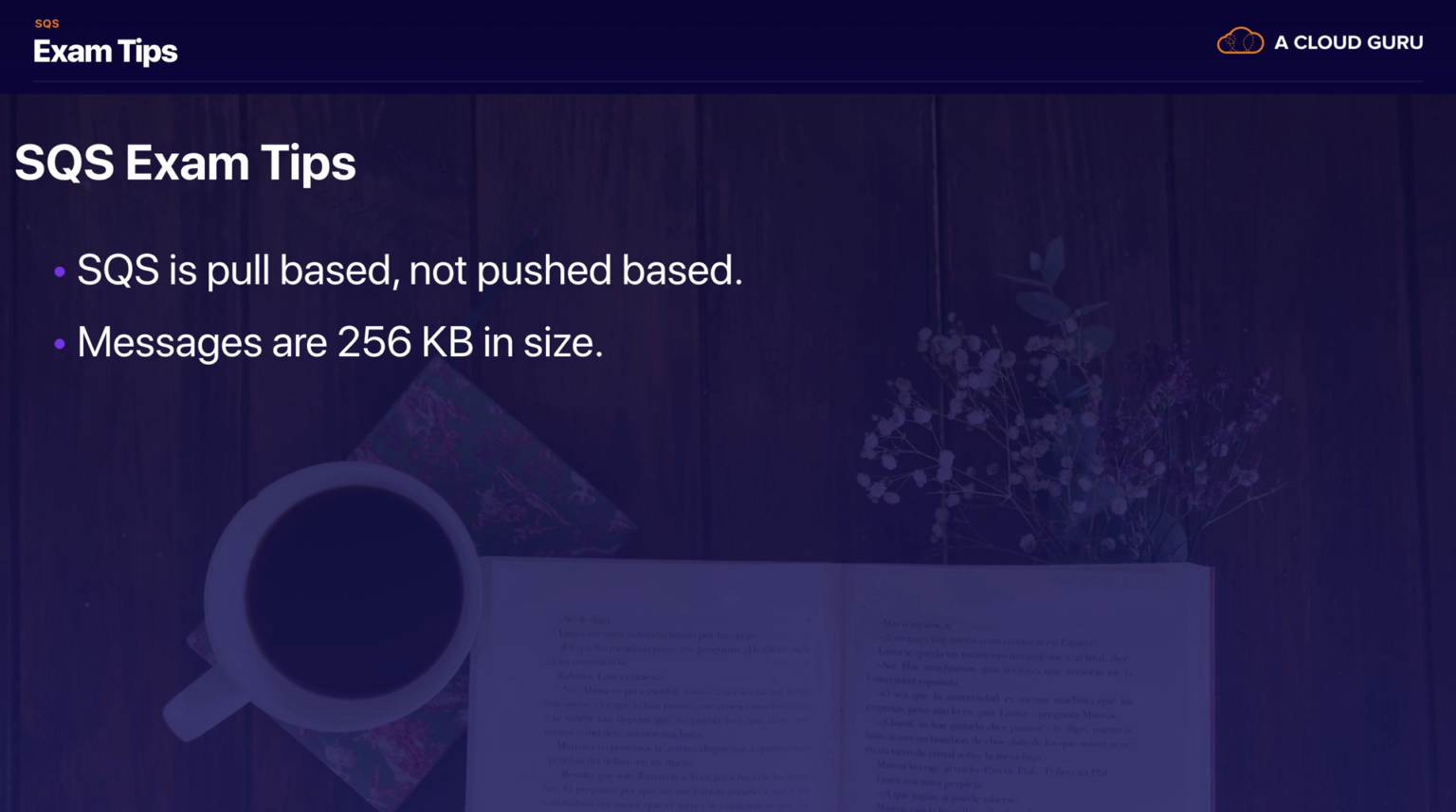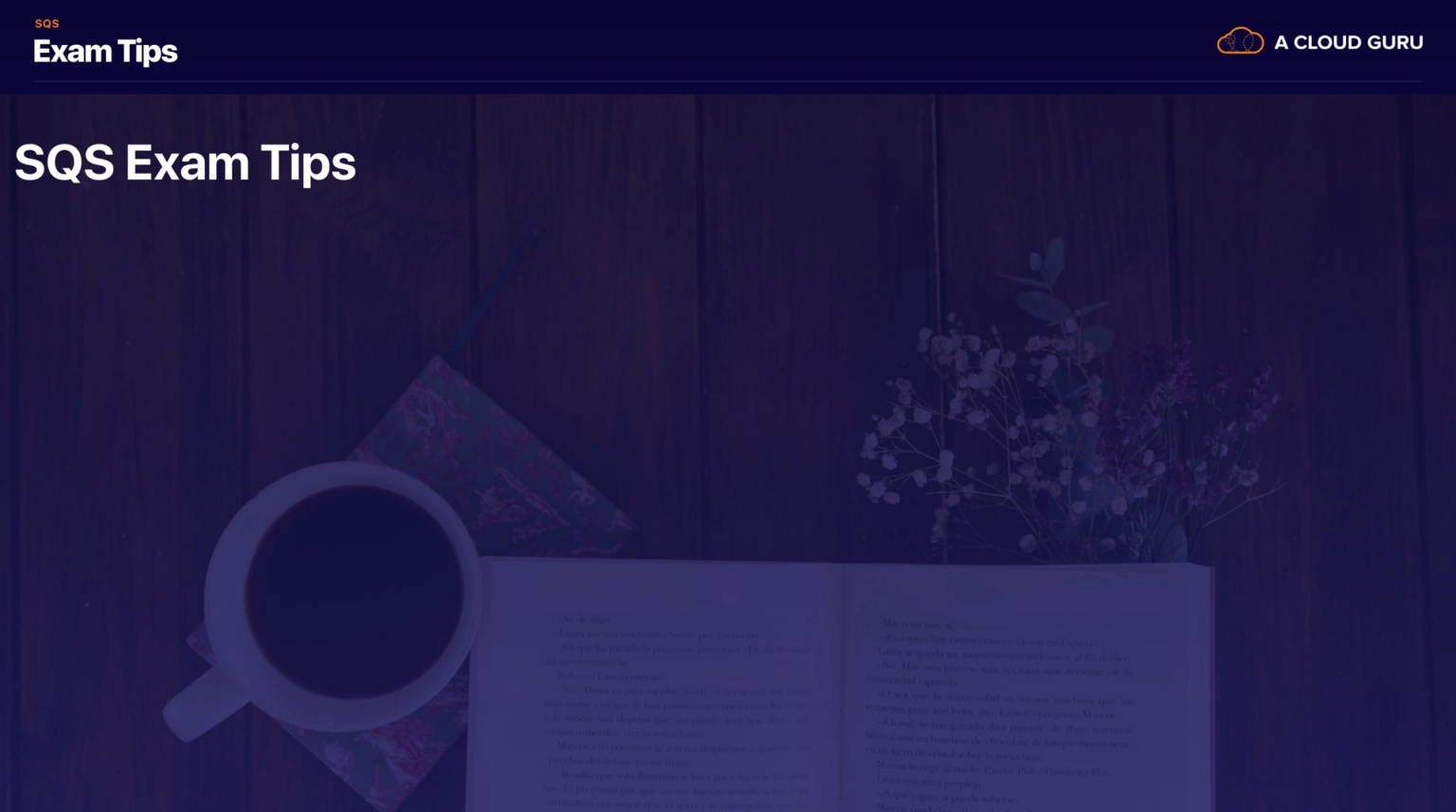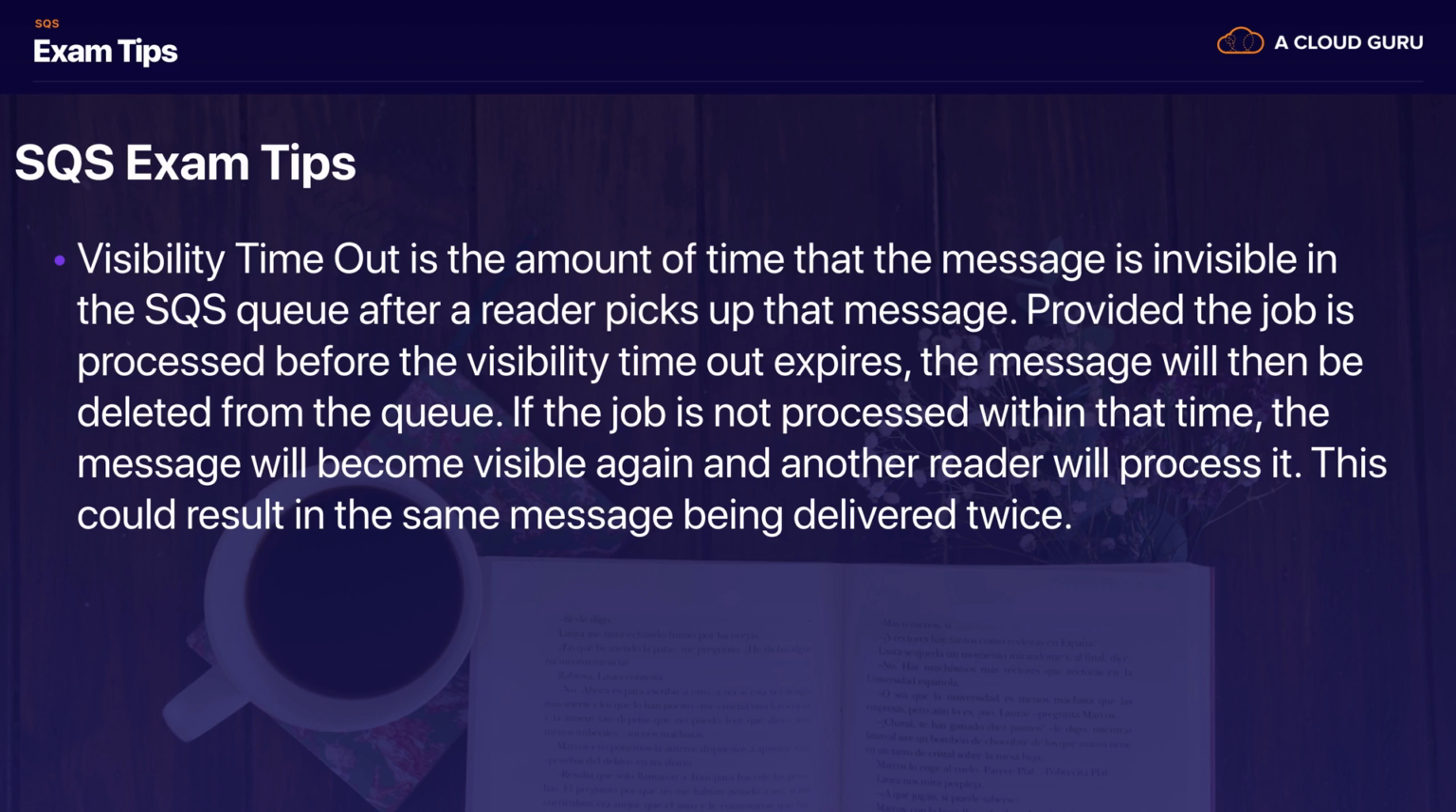Messages are 256 kilobytes in size when you're using SQS. You can go up to 2 gigs, but you're going to need to be using S3 for that. So messages are always 256 kilobytes in size. And messages can be kept in the queue from 1 minute to 14 days, and the default retention period is 4 days. Also remember the visibility timeout, and the visibility timeout is the amount of time that messages are invisible in the SQS queue after a reader picks up that message.